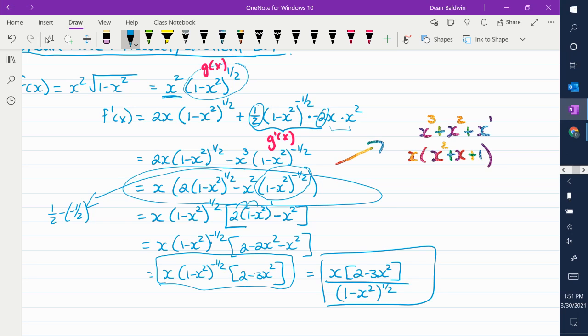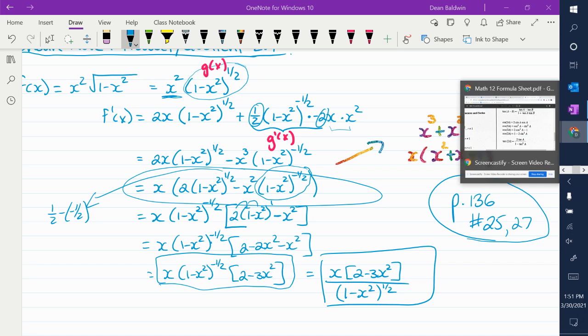I'm only going to ask you to do one question. Page 136, number 25. It's basically the same. It's a very similar question. 136, number 25. If you want more of a challenge, you can do 27. But 25. And then that'll take us to break. On the other side of break, we're just doing curve sketching until 3:20.